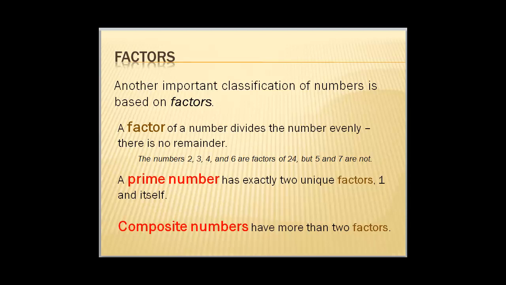Okay, so now that we understand what a factor is, the classification is prime and composite numbers. With this classification, a prime number has exactly 2 unique factors, one and itself. And a composite number has more than 2 factors. So this is another way to classify numbers as to whether it's going to be a prime number or a composite number. One way to tell the difference is if it's prime, it's only going to have 2 factors, one and itself. If it's not prime, it's going to be composite, which means it has more than 2 factors.